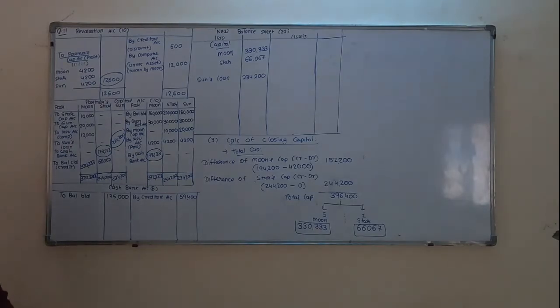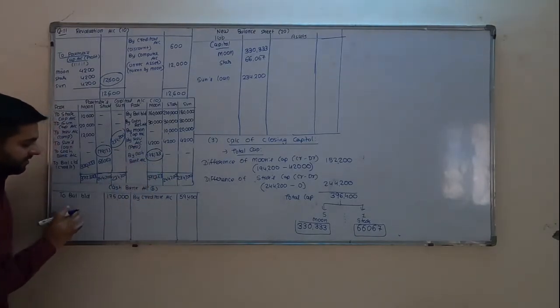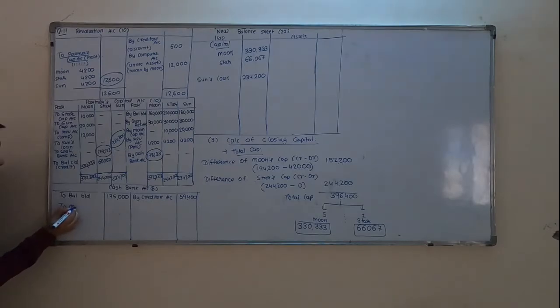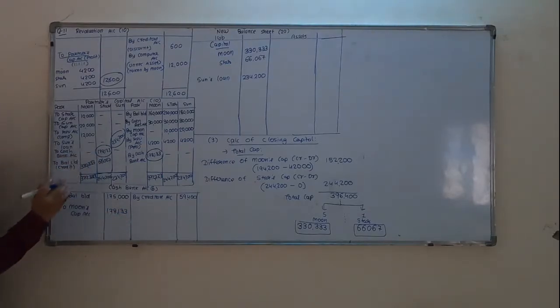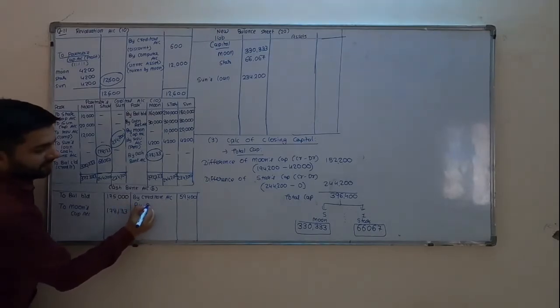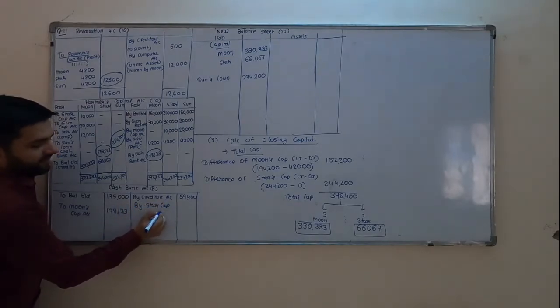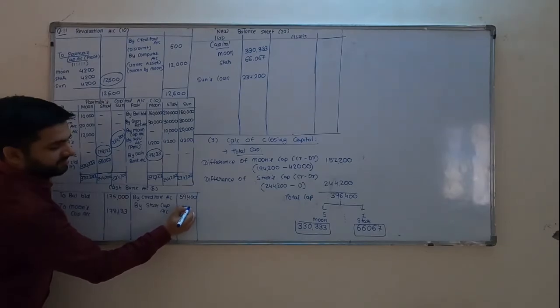Okay. Now see, this is on the credit side. So here it will come on the debit side: to Moon's capital account 178,133. Here Star is debit, so here on the credit side: by Star capital account 178,133.